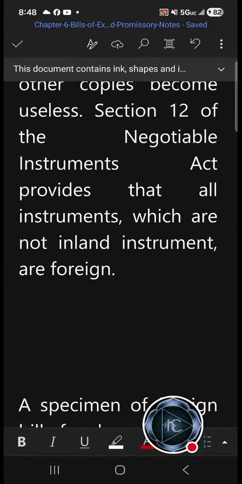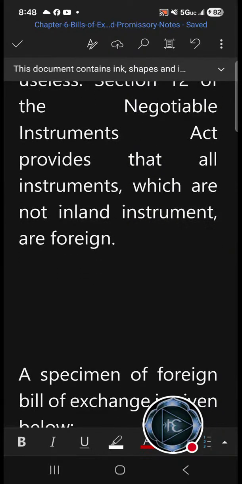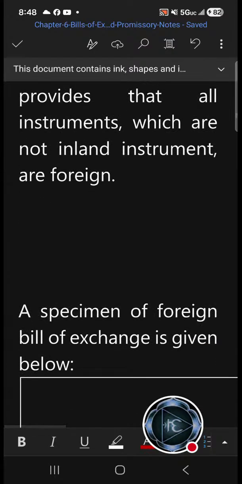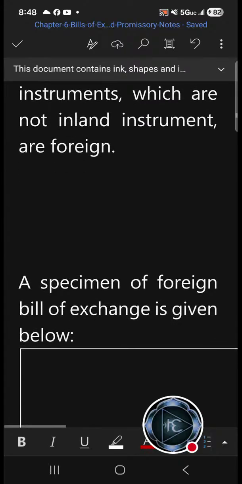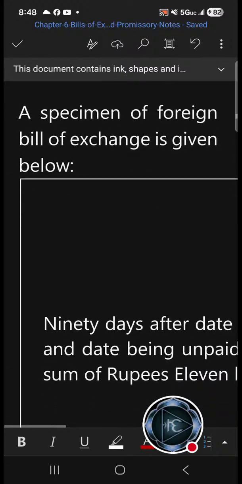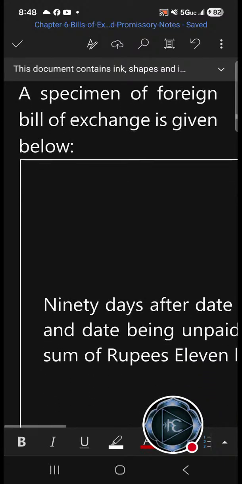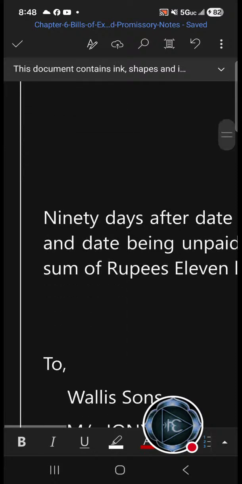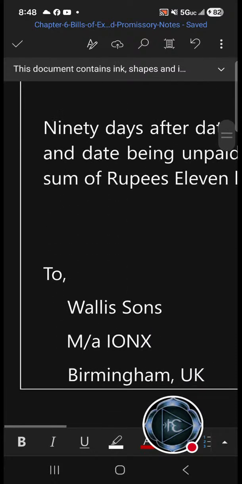Section 12 of the Negotiable Instruments Act provides that all instruments which are not inland instruments are foreign. It takes a default position of being a foreign instrument. A specimen of foreign bill of exchange is given below. A specimen, okay, they've got an example.